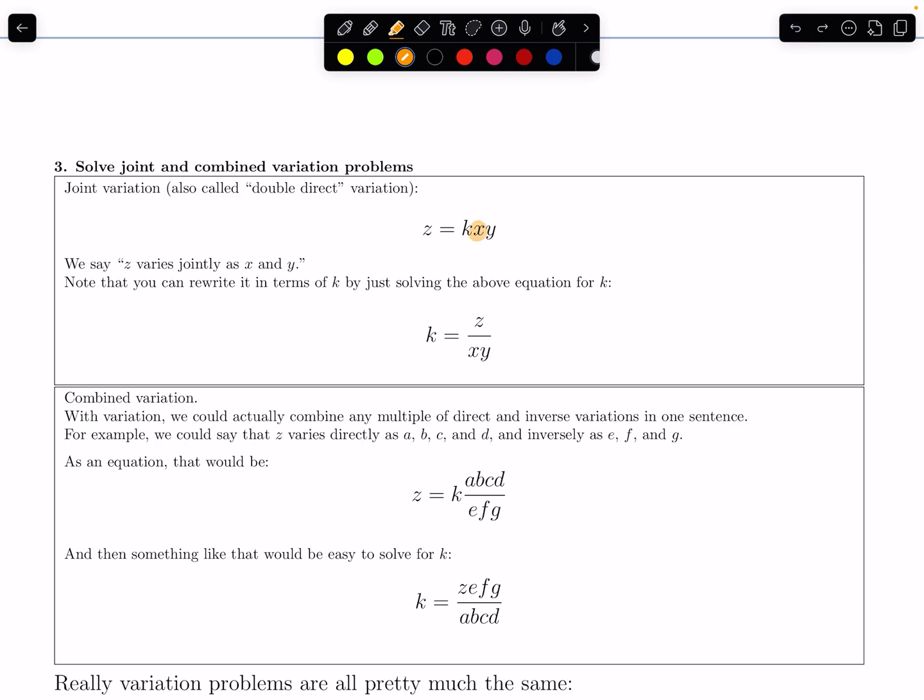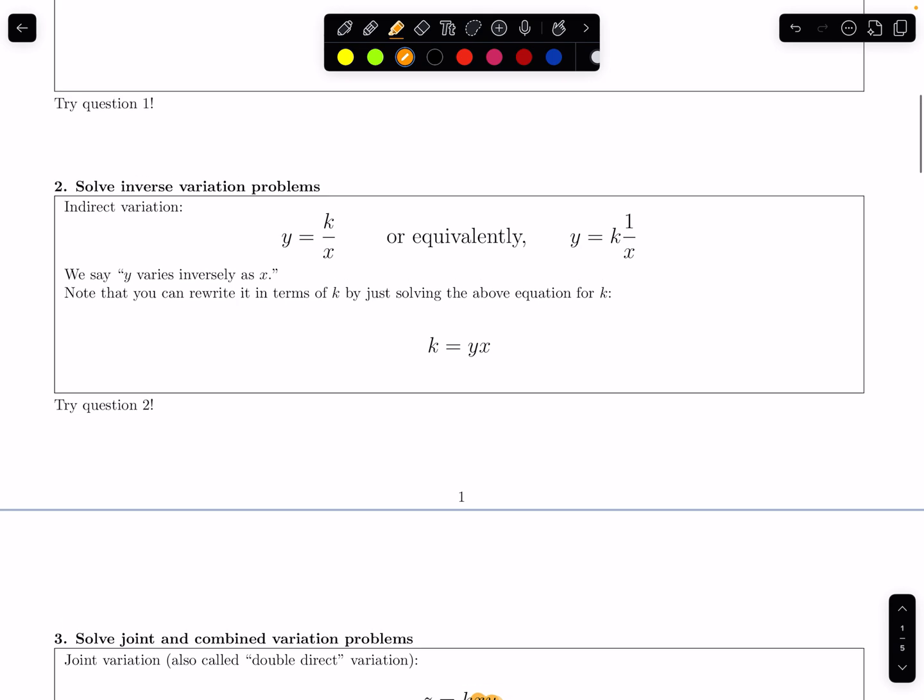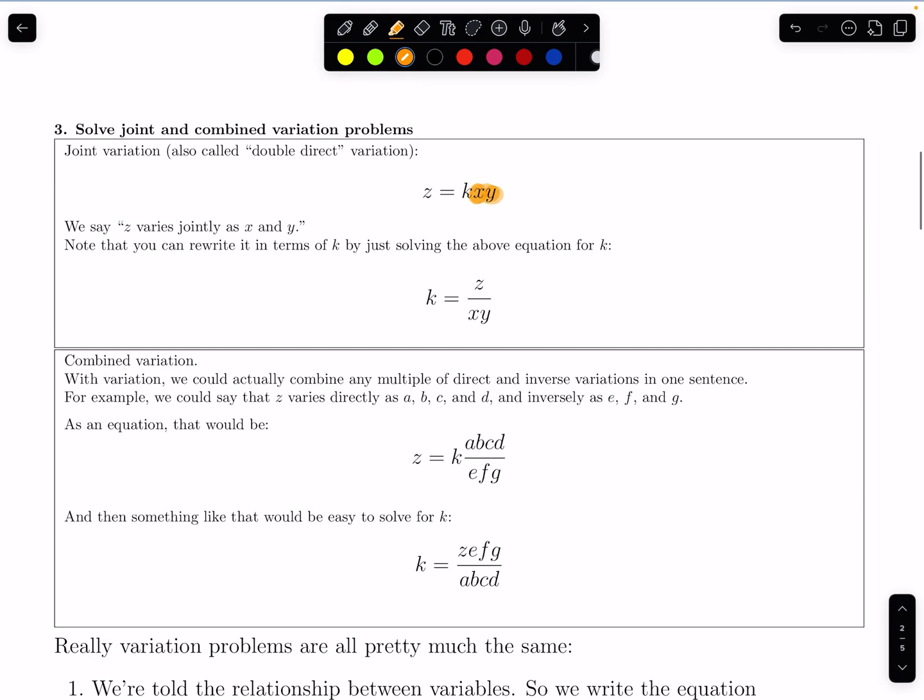Why? Because they're up top, right? They're multiplying. They're not being divided like with the indirect. Indirect, they're down bottom, right? The x is down bottom. But here they're up top or multiplied side by side. Same as up top, really, when you think about it. So yeah, it's joint variation, varying with two or more variables possible.